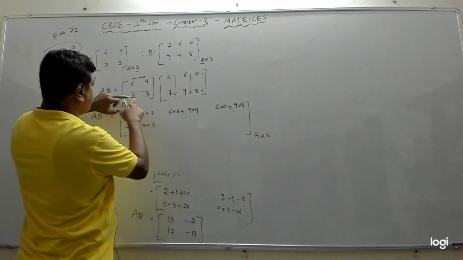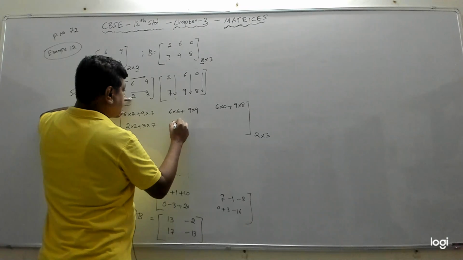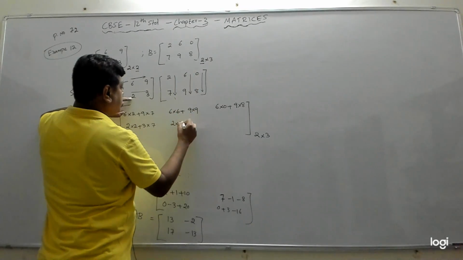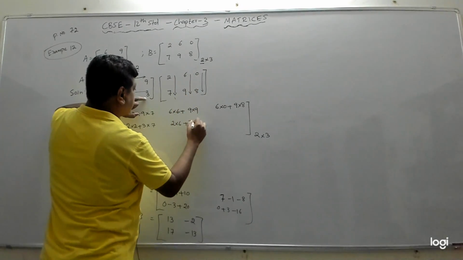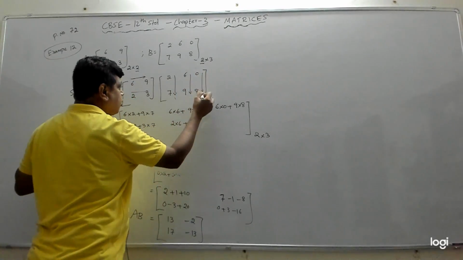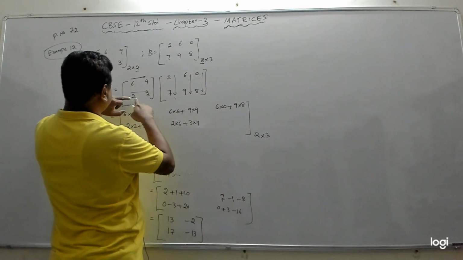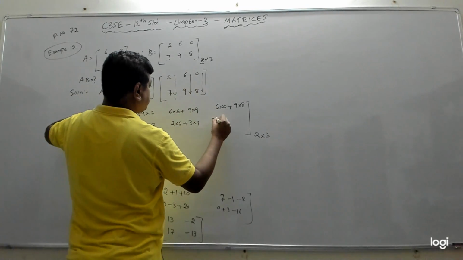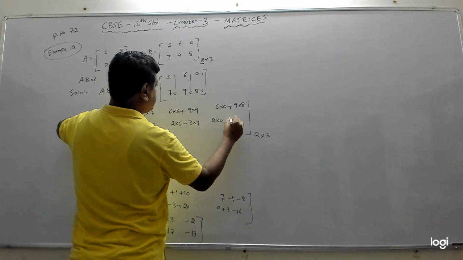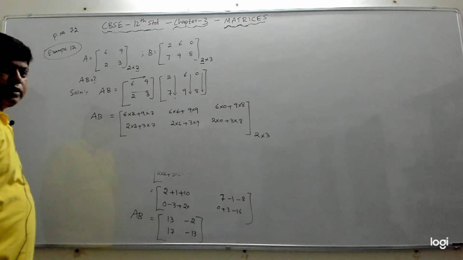That is the first element. Now we take the second row and second column: 2 into 6 plus 3 into 9. Then we take the second row and third column for the last element, which is A23. So 2 into 0 plus 3 into 8.